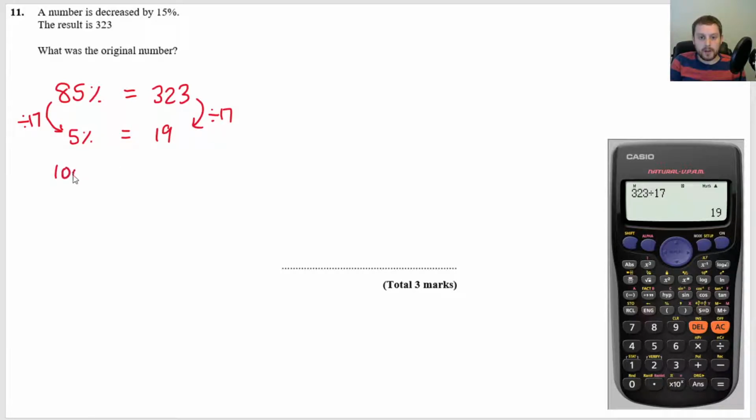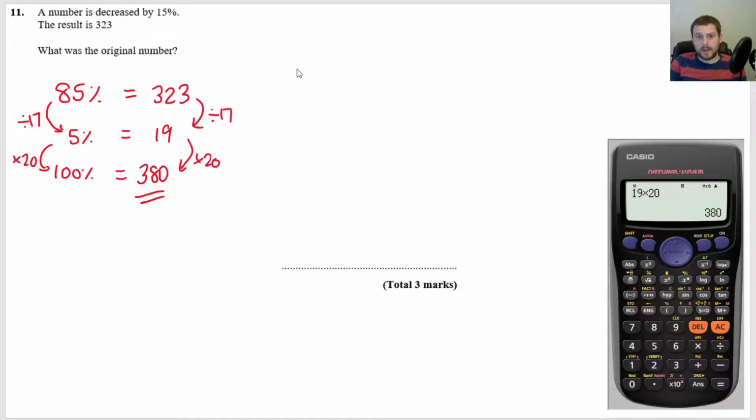And then 100%, well, I'll be multiplying that by 20 to go back up to 100%. So 19 times 20 is 380. So we've got the answer of 380.